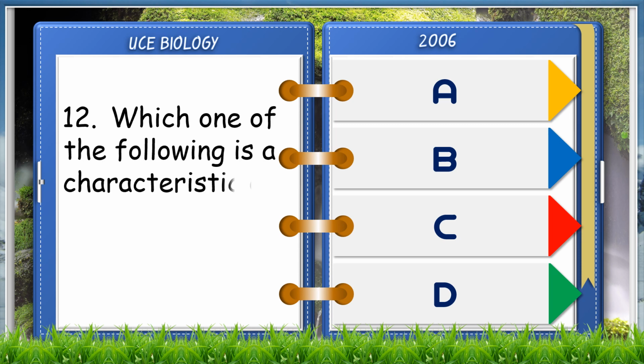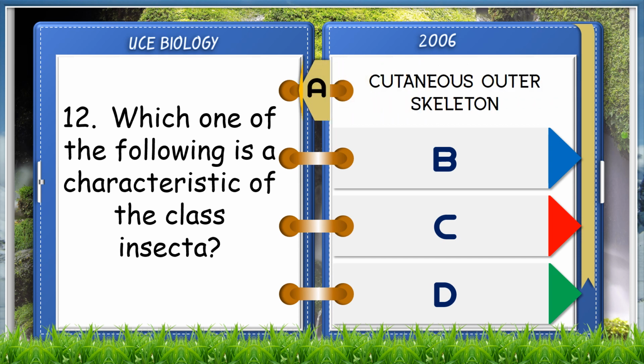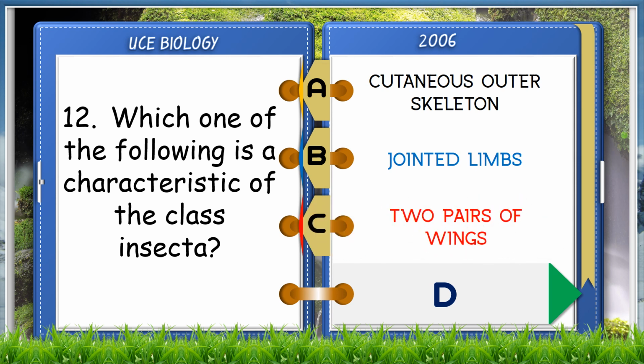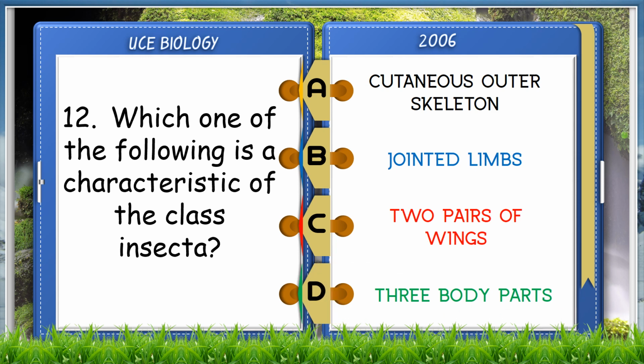Which one of the following is a characteristic of the class Insecta? A. Cuticular outer skeleton. B. Jointed limbs. C. Two pairs of wings. D. Three body parts. The answer is D. Three body parts.